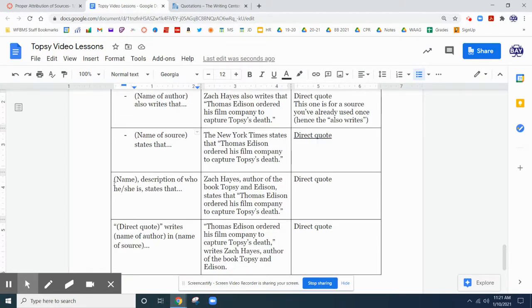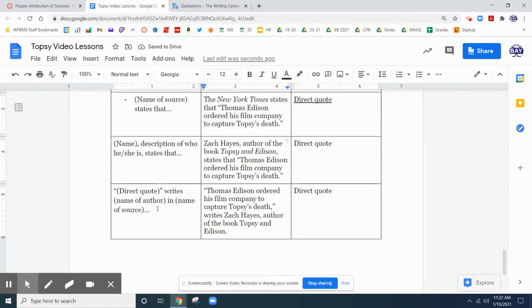You can also do the name of the author, a description of who he or she is to give them even more credibility, and then states that. So if you're doing a direct quote, you could do Zach Hayes, author of the book Topsy and Edison, states that, quote, Thomas Edison ordered his film company to capture Topsy's death. And I realize here I haven't done my proper italics for a source or a book title, so I'm going to add that. That's option 4.